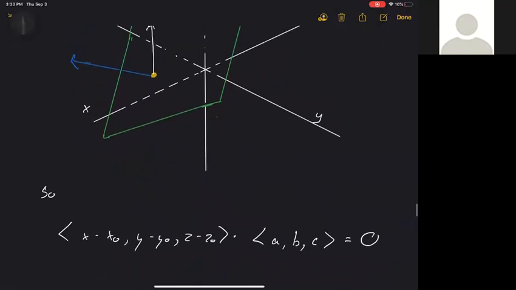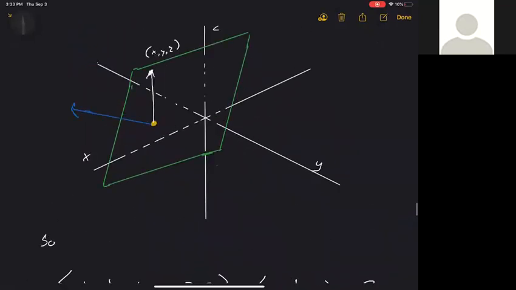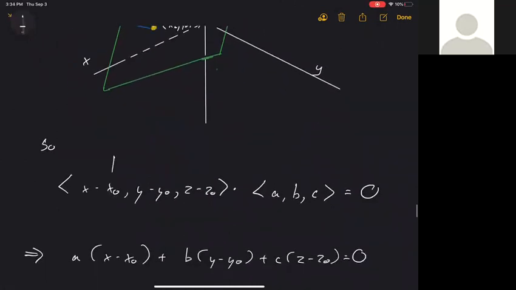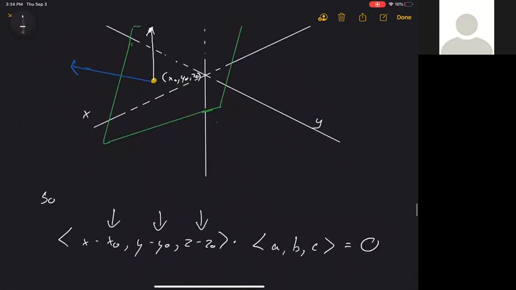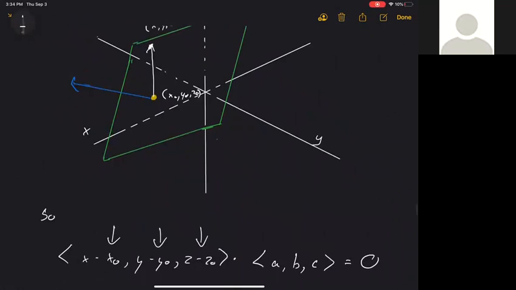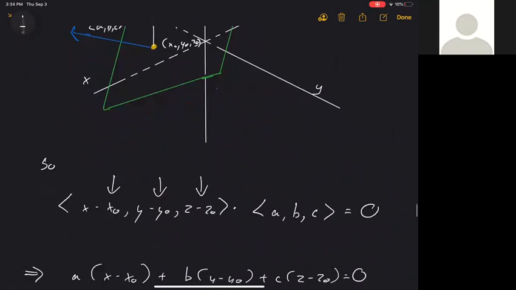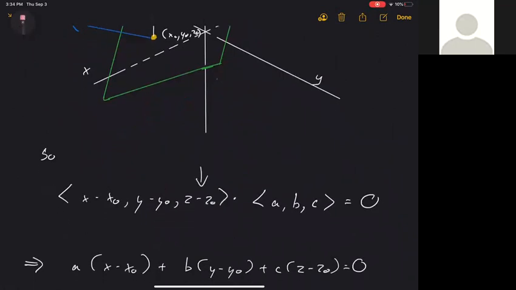In other words, how can I write this white vector here? If this is my point x sub 0, y sub 0, z sub 0, that vector is x minus x0, y minus y0, z minus z0. And it is going to be orthogonal to this vector here, which is a, b, c. So I know that this dot product is going to be 0.